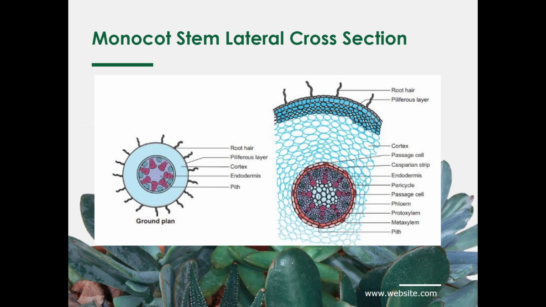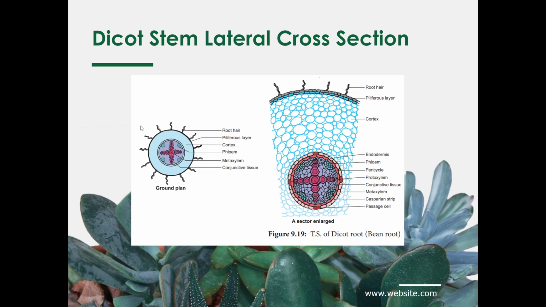All right, so here is the base structure for a monocot stem lateral cross section. So this is a stem lateral cross section, but you can still see this space where you would have kind of very spongy light cells. And this pith is only seen in monocots, never in dicots. Here we have a dicot stem lateral section. You can see we also have the X shape, and we have no pith.